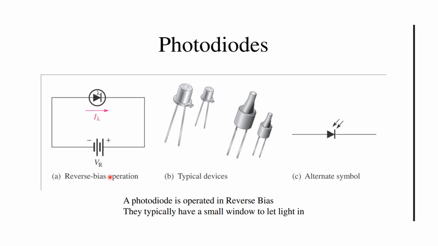How we will see here. The photodiode is operated in the reverse bias. They typically have a small window to let the light in. So here the P-N junction diode is in the reverse bias. The P-type terminal is connected to the negative terminal of the battery, and the N-type is connected to the positive terminal of the battery.